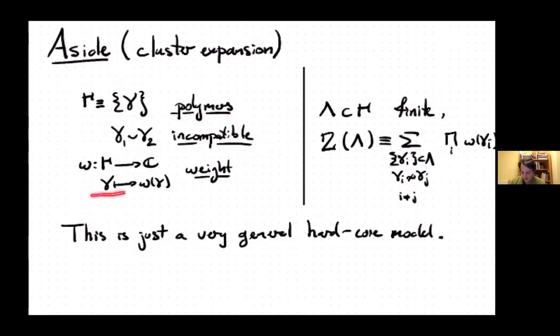And you also have some weight function that takes each polymer gamma to a weight w of gamma. And if you're given that, then for any finite subset of the polymers, you form a partition function where you sum over subsets of polymers that are compatible, so not incompatible is compatible, of the product of the weights. And if you think about it, all this is the independent set, or the hardcore model that we introduced on the second slide. It's just on a very general graph. So instead of being given a graph and looking at the independent sets, I'm just telling you the relations between the things.